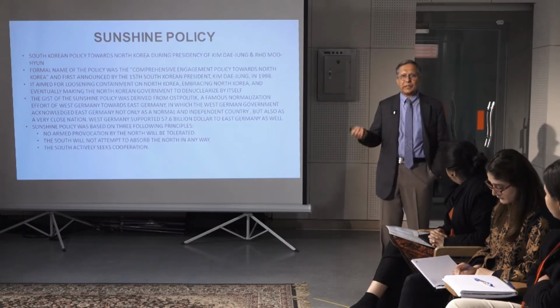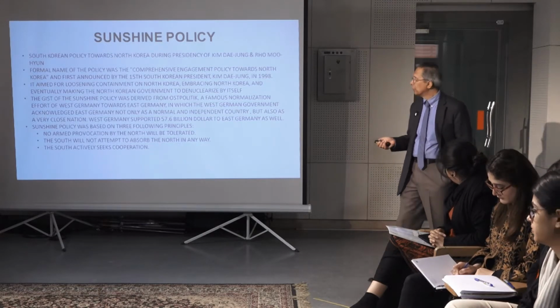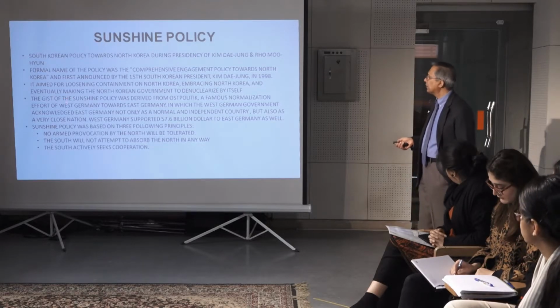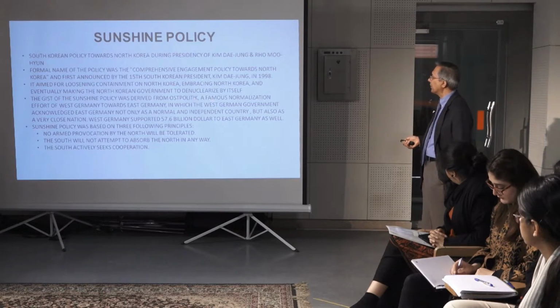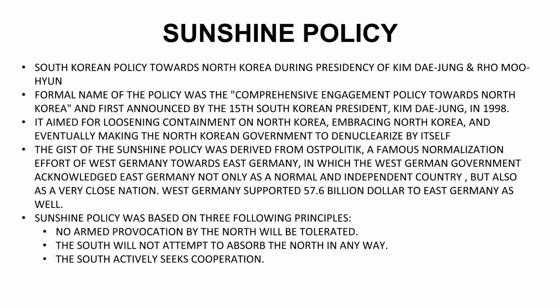They wanted them to give up on their nuclear program. So this was called the Sunshine Policy. The gist of the Sunshine Policy was derived from Ostpolitik, or Eastern policy, of West Germany. This policy became famous for normalization by West Germany towards East Germany, in which the West German government acknowledged East Germany not only as a normal and independent country, but also as a very close nation. West Germany gave them $57.6 billion for their economic revival, or to prop them up.